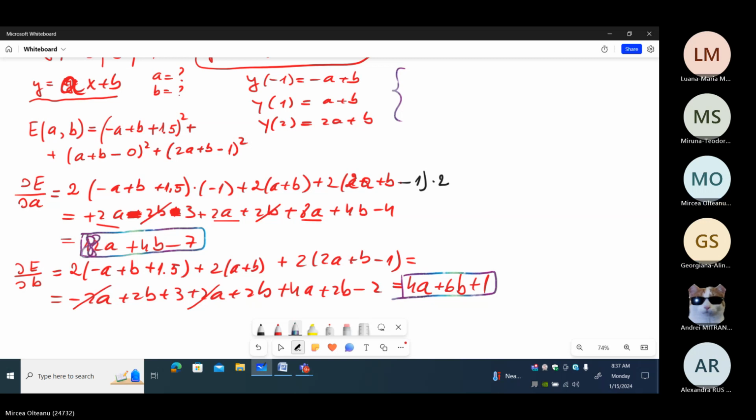It's 8, yes. 2a plus 2a plus 2 plus 2 is 12, plus 4 plus 8. So it is 12. It was okay. Maybe you forgot to multiply by 2 here. So again, the first one was 12a plus 4b minus 7. And the second, I've got 4a plus 6b plus 1. Is it okay?